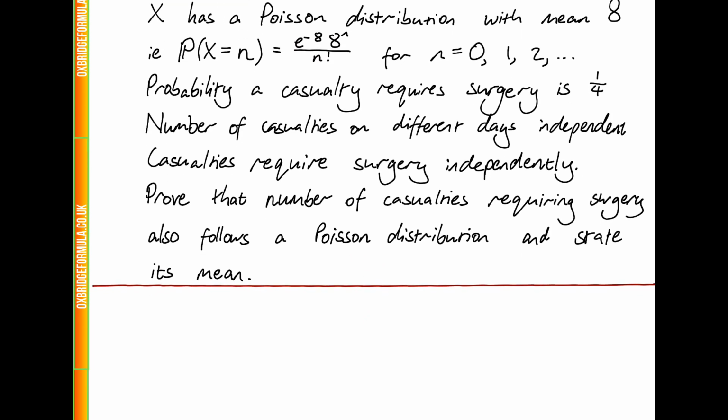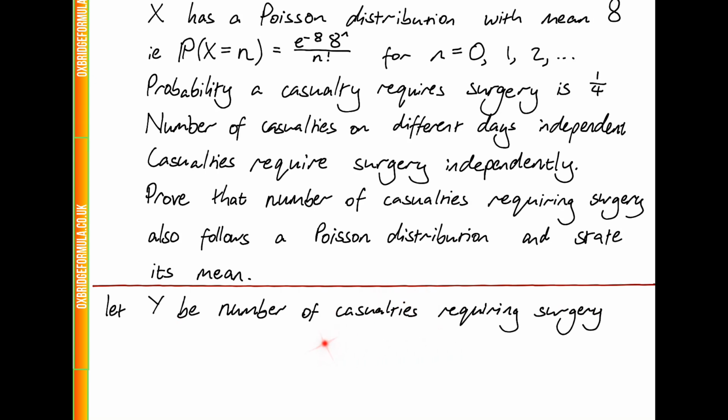Well, if we let Y be the variable which is the number of casualties requiring surgery on a given day, then we've already shown that the probability that Y equals R, given that X equals N, where remember X is the number of casualties on that day, is equal to N choose R times 1/4 to the R times 3/4 to the N minus R. So this is what we've already done, and we want to use this to prove that the number of casualties requiring surgery also follows a Poisson distribution and state its mean.